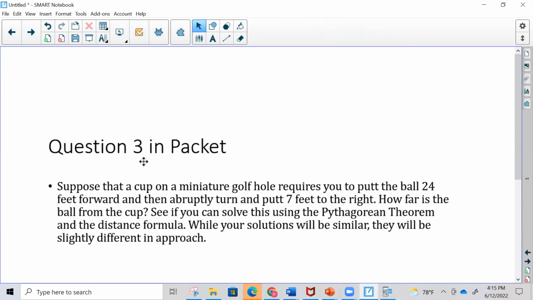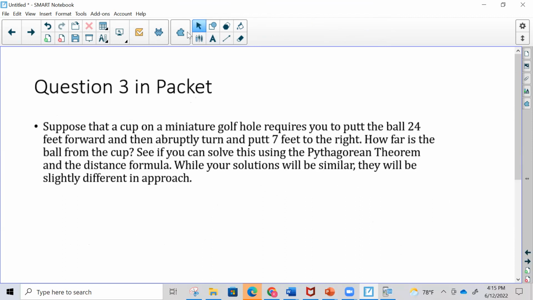Okay, so we're going to look at a few other ones. Question 3 says, suppose that a cup on a miniature golf hole requires you to putt the ball 24 feet forward and then abruptly turn and putt 7 feet to the right. So we want to draw a picture of this. I am starting at the tee, wherever my ball is, and I'm going to putt the ball 24 feet forward.